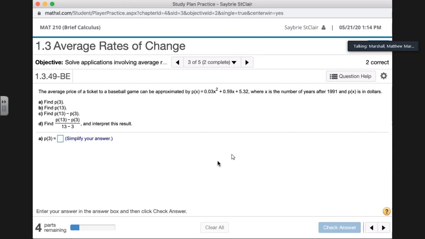It wants you to find P of 3. So this one, you're just plugging in values, so I don't see why it would be really hard. Then interpret this result.